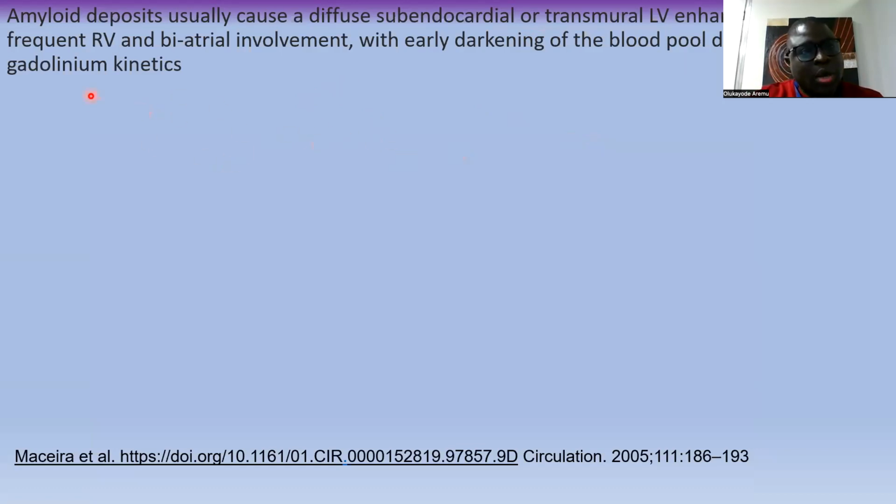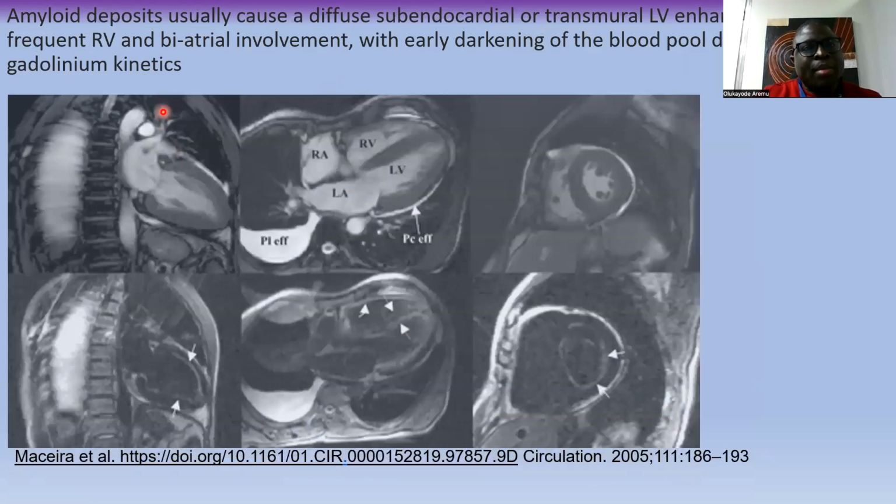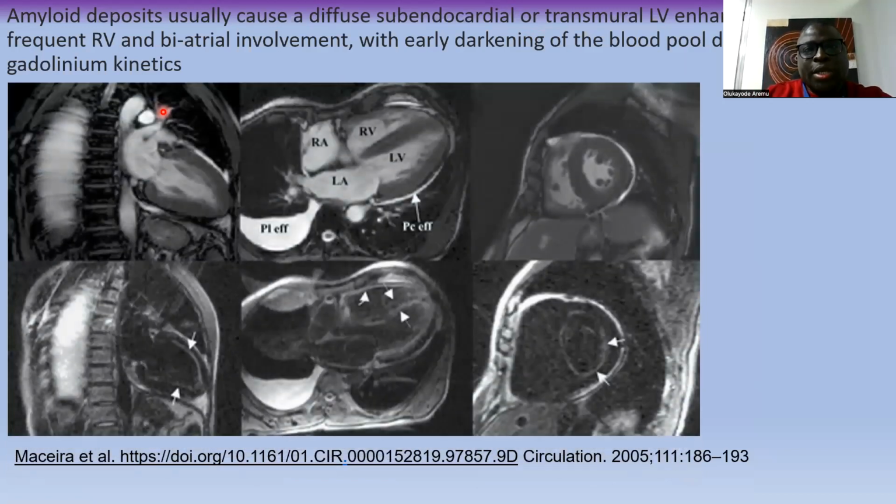And then we also have frequent RV and biatrial involvement with early darkening of blood pool due to abnormal gadolinium kinetics. Okay, so this is the deposit of the sphingolipids, the one that I was talking about the other time. I mean, the proteins of the body usually deposit into different parts of the body. So when you are assessing this kind of case, you also look out for extracardiac abnormalities.